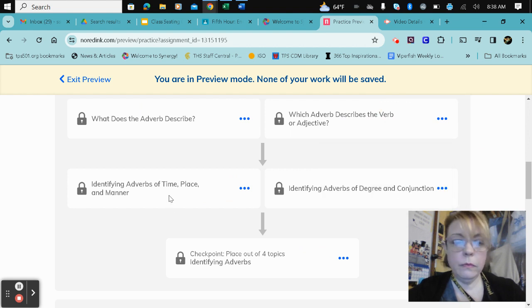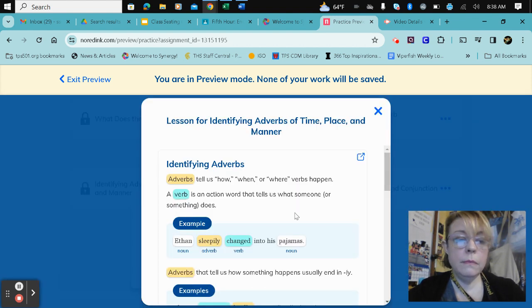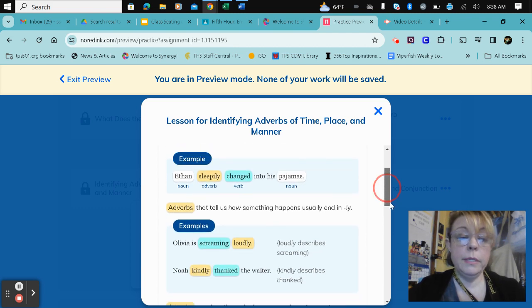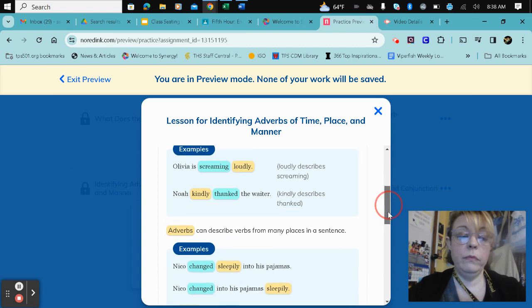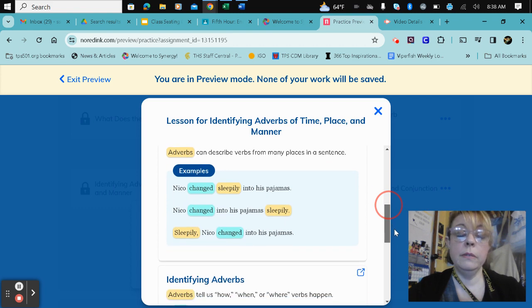So identifying adverbs of time and place and manner. Here's the lesson. Adverbs tell us how, when, or where verbs happen. A verb is an action word that tells us what someone or something does. Ethan sleepily changed into his pajamas. So know what the nouns are, know what the adverb is, and know where the verb is. Adverbs that tell us how something happened usually end in ly. Olivia is screaming loudly. Noah kindly thanked the waiter. Adverbs can describe verbs from many places in the sentence.